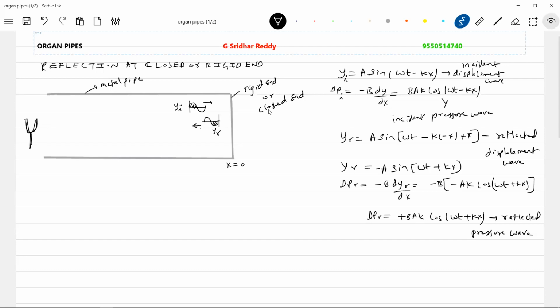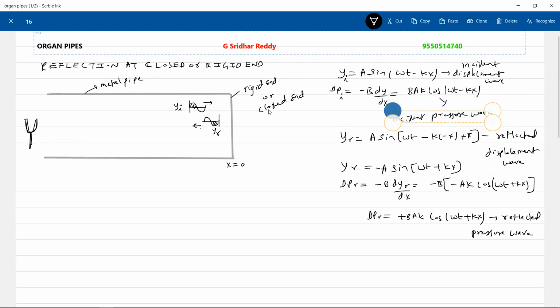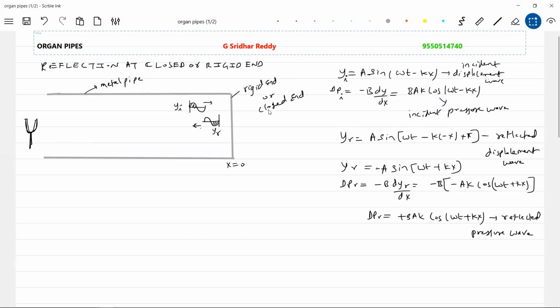So what do we get here? For a sound wave, how do we express the incident displacement wave and pressure wave? Like this, we have some conditions, no? That's why we are trying to discuss what will happen to the nature of a wave, the pressure, and the displacement when affected by reflection. That's why I'm considering all these waves here.